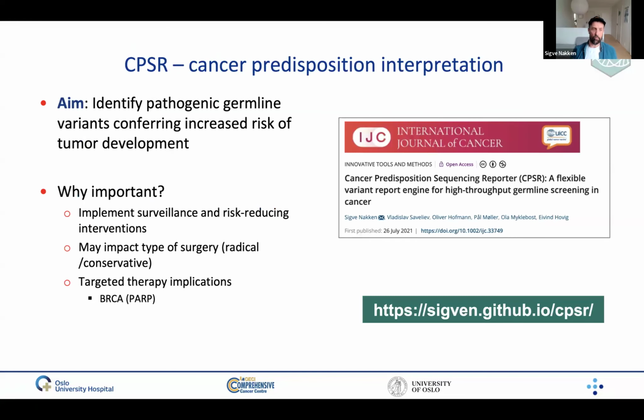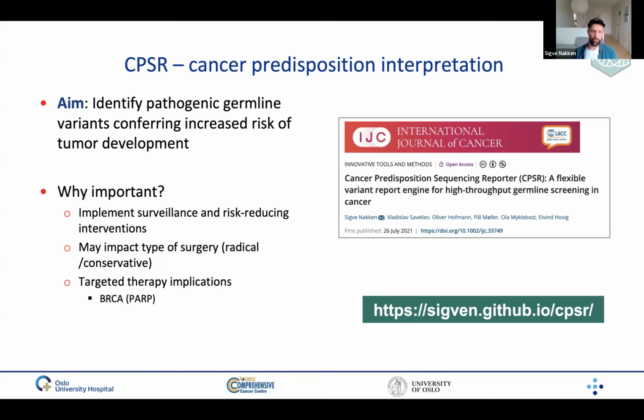Finally, I want to mention that we have a workflow that is completely focused on the germline side of things. This is called CPSR, Cancer Predisposition Sequencing Reporter. This is a slightly different ballgame than the somatic case, because there are specific guidelines for germline events.